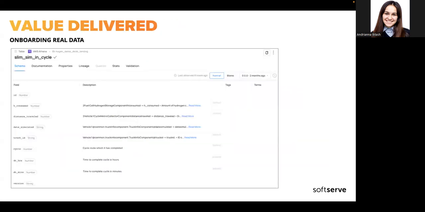And the kind of value that DataHub and Great Expectations gave is that they were able to onboard data and manage metadata. On this screenshot, you can see an example of a schema of a particular entity with field descriptions. There is also a possibility to add tags and terms, and versioning is available. And you can see that there are tabs for data lineage as well, and some documentation and validation.